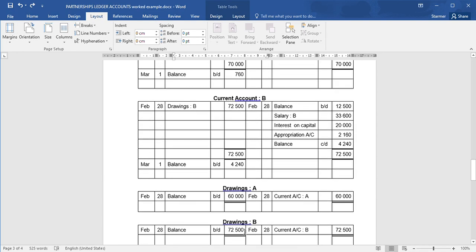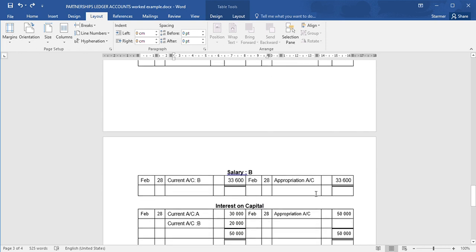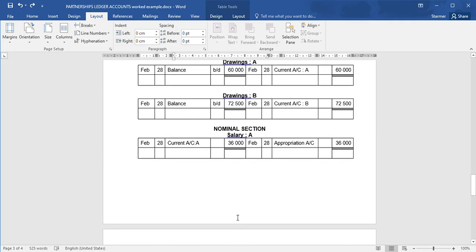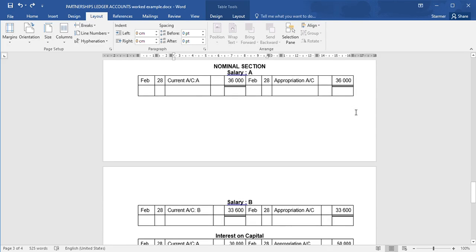Then interest on capital, you need to credit the current account of A and B, and interest on capital needs to be debited with the current account of A and B. You see you're writing the name of the contra account here, the other account that contains that double entry. Alright, then you would go down to the appropriation account before you do this entry here for 2160, because that's a calculated amount.